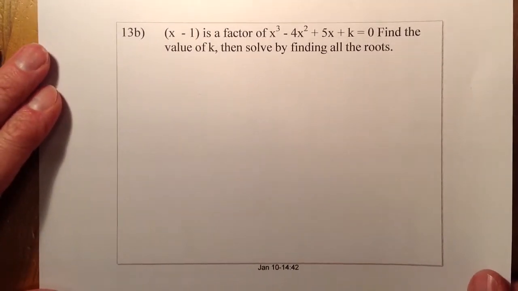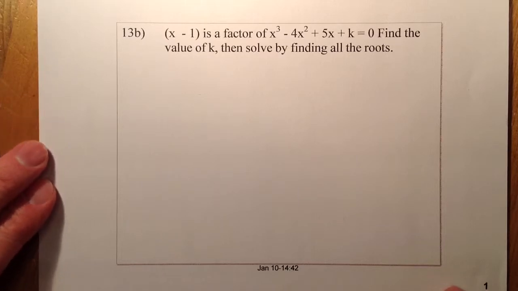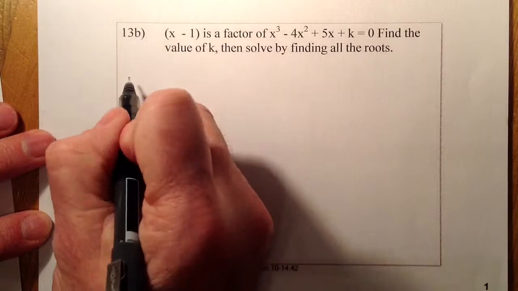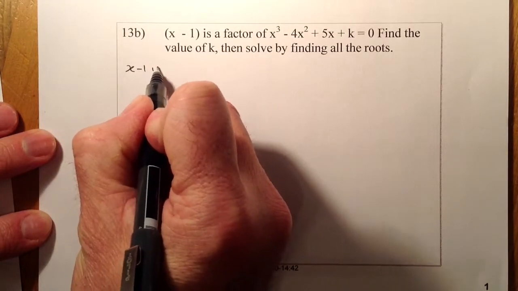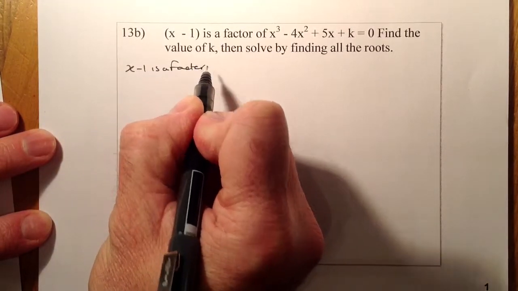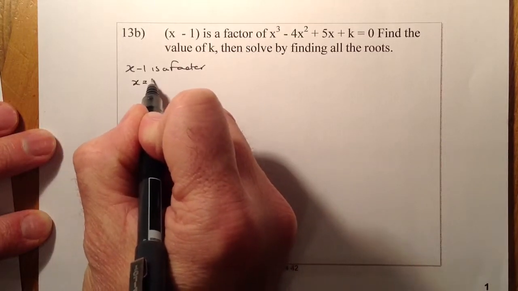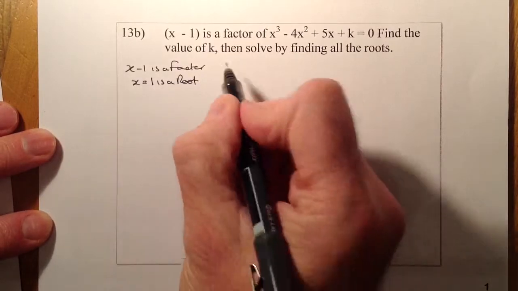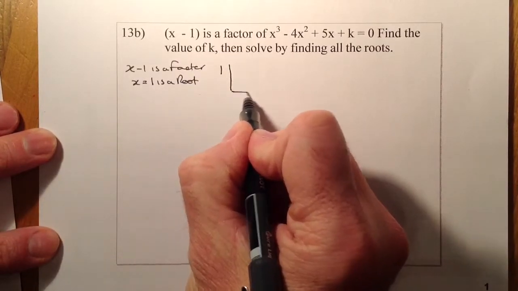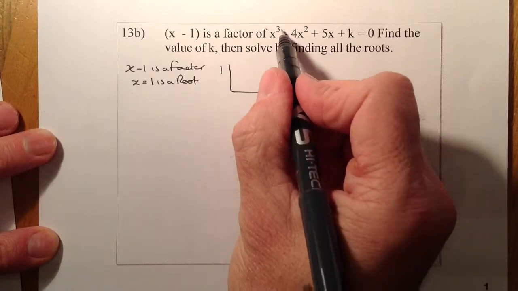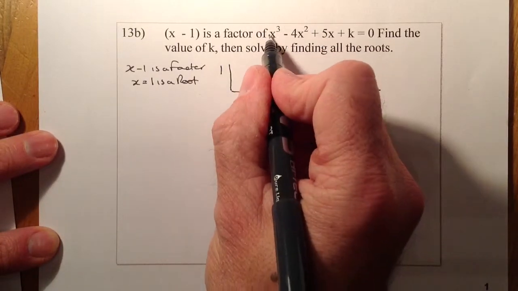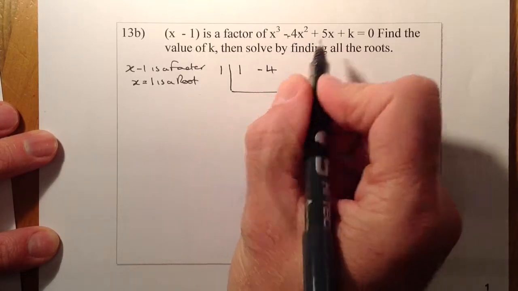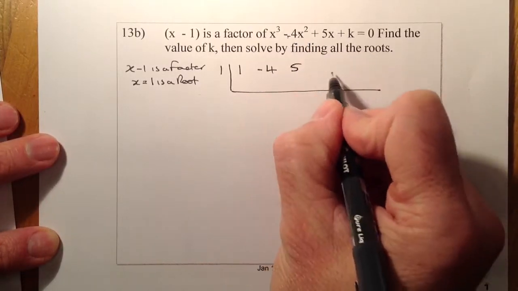Right, you can freeze the clip and try this question here. I'm just going to do the solution now. So if x minus 1 is a factor, I know that x is equal to 1 is going to be a root. So for the root, I'm going to put that outside the synthetic division work for this polynomial. I've got x cubed to start with, and it's 1x cubed, so that'll be a 1 there, minus 4x squared, so minus 4, plus 5, and I've got a missing value k.